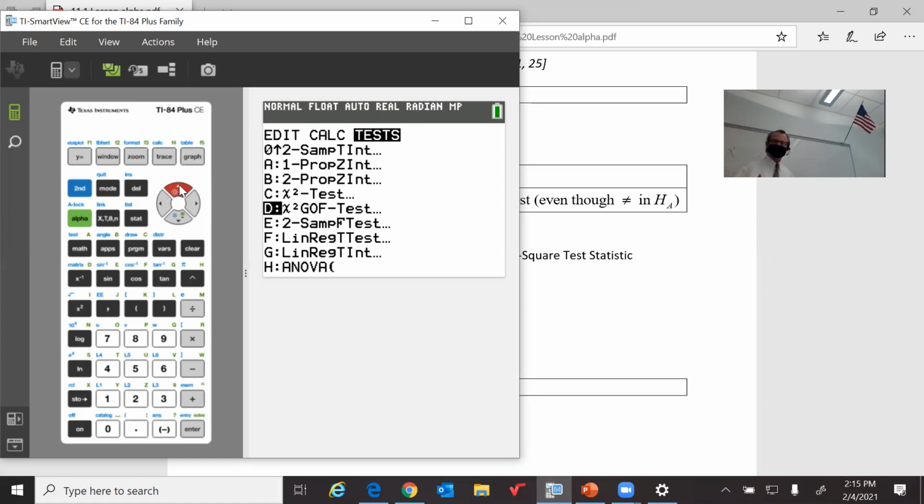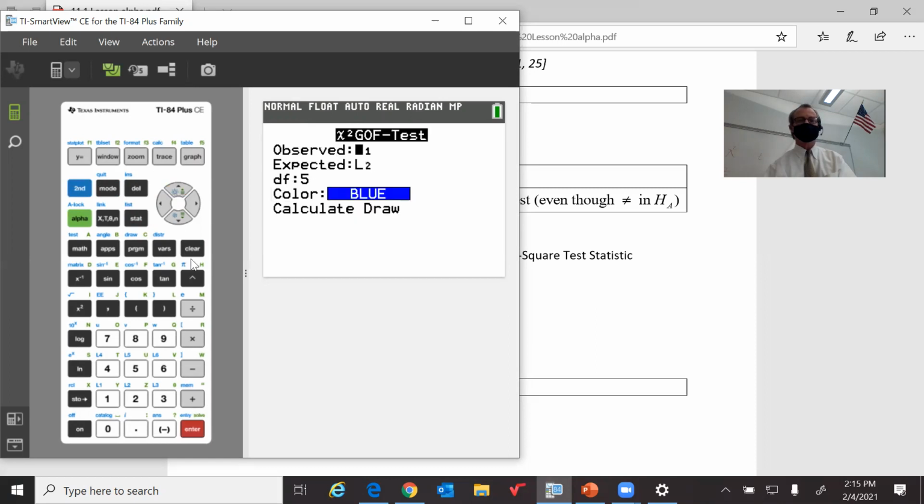If you have the newer operating system, you push enter. Observed was list 1, expected was list 2. There were 5 degrees of freedom because there's 1 less than the number of categories. There were 6 colors of candy, less 1 is 5 degrees of freedom.